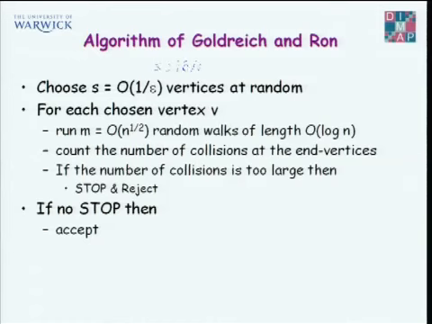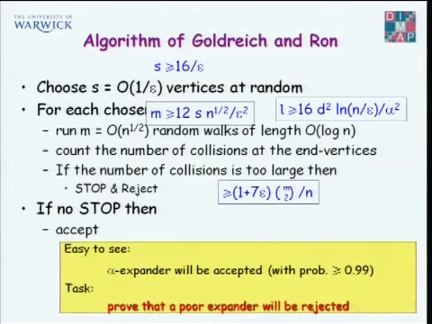Oh, this is just to show you the bounds. So these are exact constants, so hopefully you believe me that what I'm saying is true. Now, as we said before, it's really easy to argue that if the graph is a good expander, then we'll accept it with high probability. So really the main goal is, if the graph is not a good expander, to argue that we reject it.